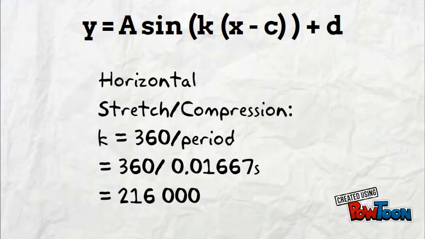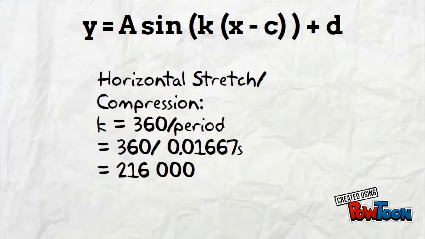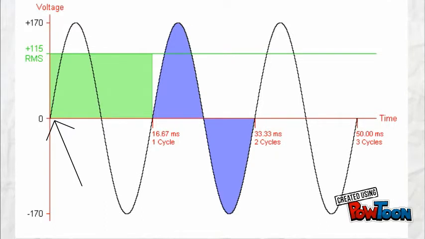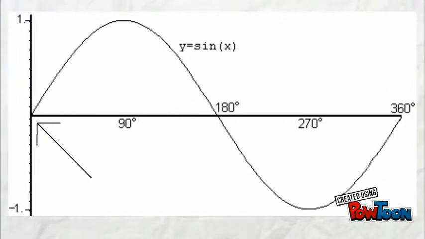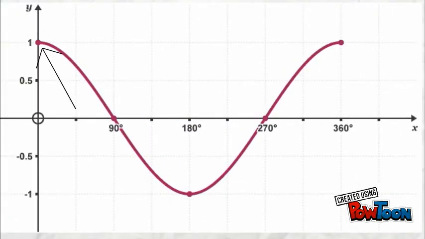To determine the K value in the equation, we divide 360 degrees, which is the period of the parent cosine or sine function, by the period. So 360 degrees divided by 0.01667 equals 21,600. This graph starts at its axis, V equals 0, and then goes to its maximum, similarly to the parent sine graph. Therefore, it would be easier to create the equation of this function in terms of the sine function, because then we will not have to apply any phase shifts.